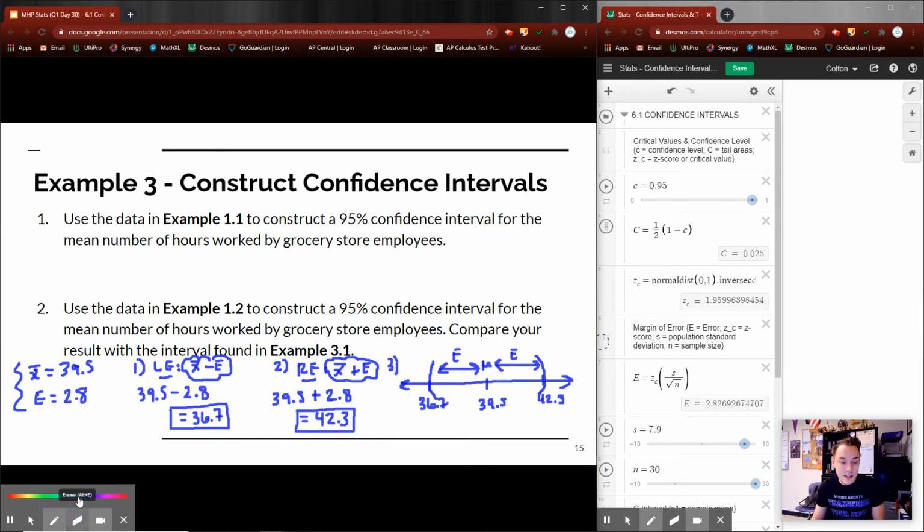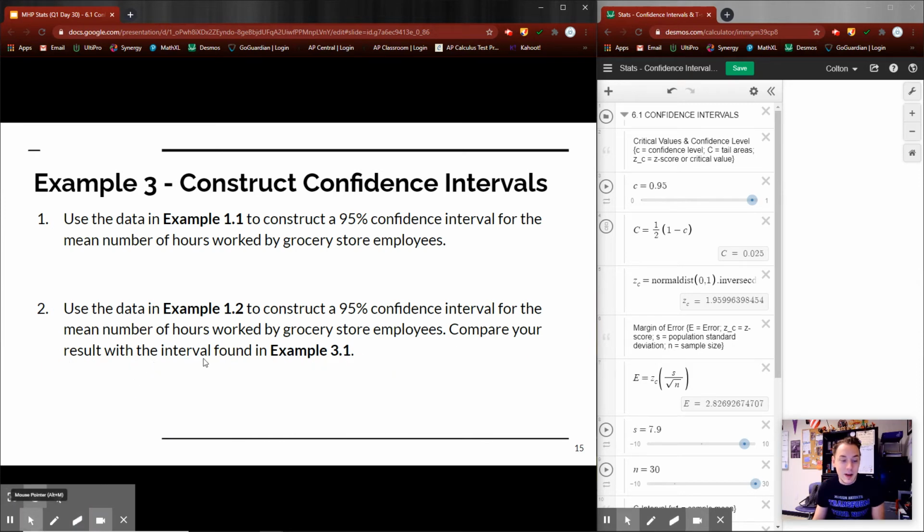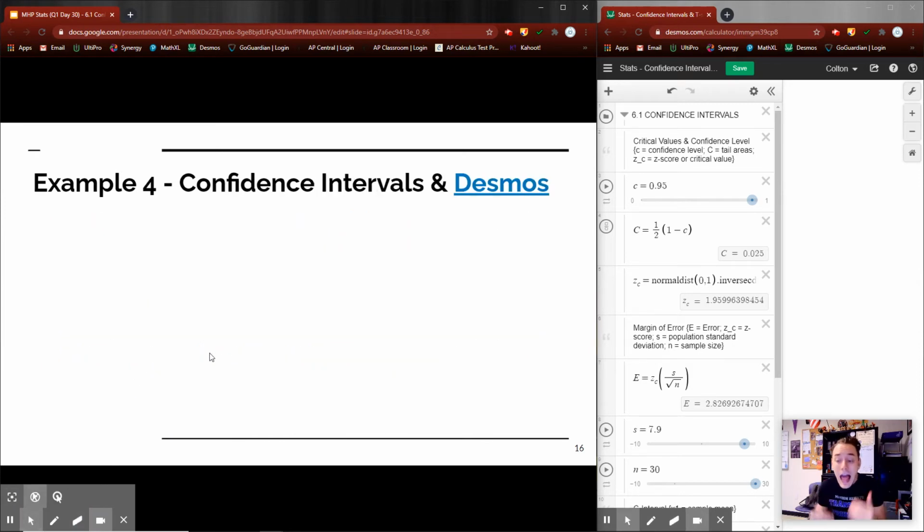Okay, so now let's erase this and say goodbye to solving these by hand, and let's start just hashing these out using Desmos.